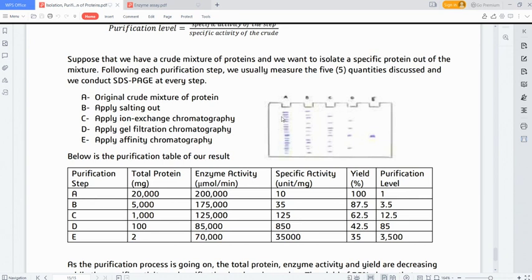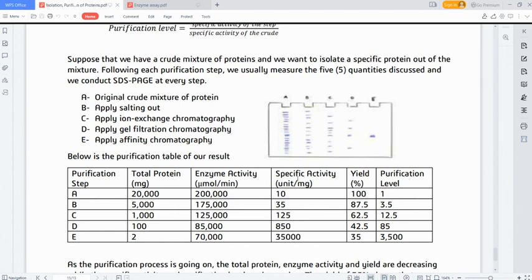We applied ion exchange, we did SDS. We applied gel filtration, gel chromatography, and we did the same SDS, and then when we did affinity chromatography, we also did SDS of the results. The picture on your right shows that. When you look at the table, you notice that the total protein was decreasing as you were purifying, which is normal. We also calculated the enzyme activity after each step.